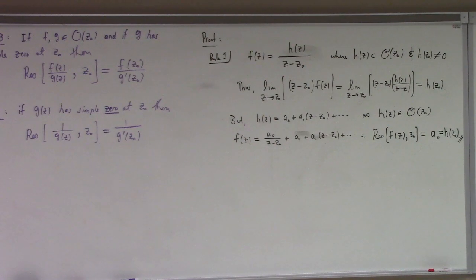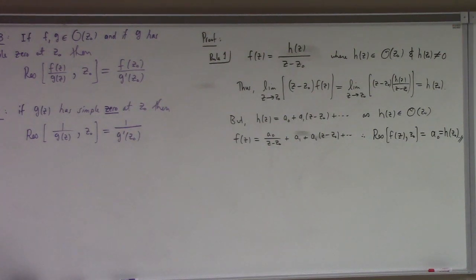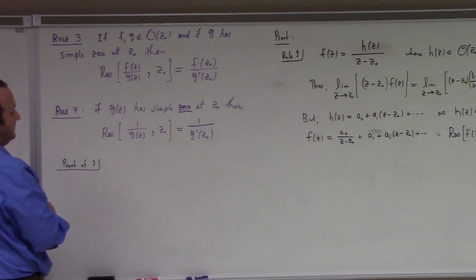I think the proof of rule 2 is pretty similar to that. I'm going to look at the proof of rule 3 because I think that one's more interesting. Okay. So let's see here. Rule 3. What do we got to work with? We have g has a simple 0.